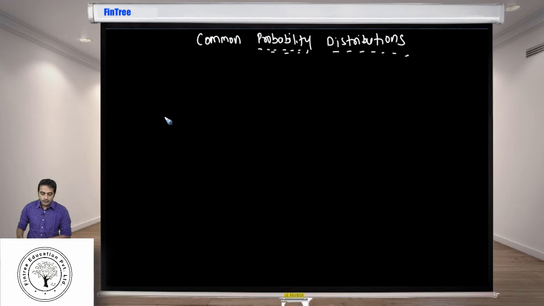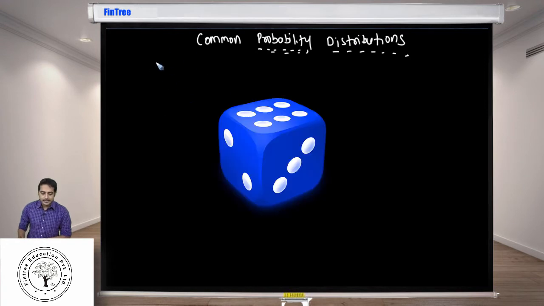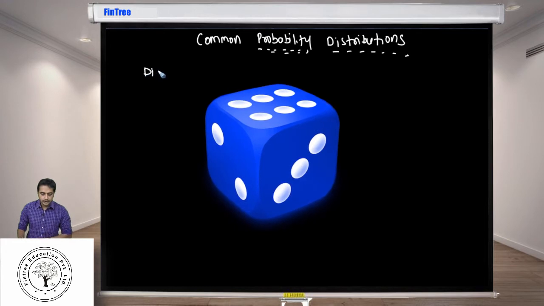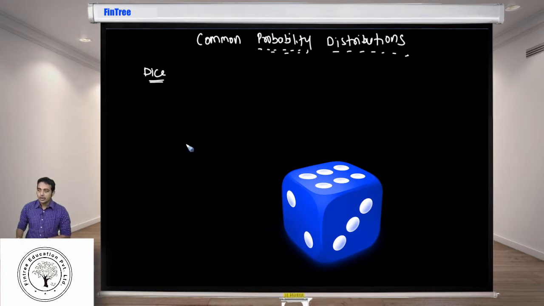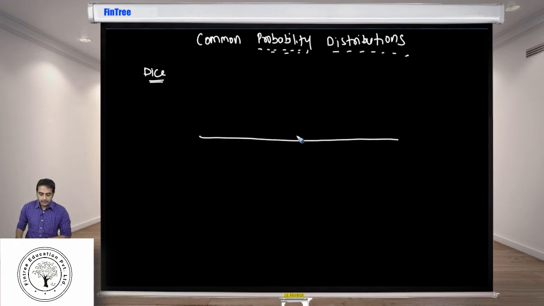So, first example, think of a six-sided dice. You decided that you want to start throwing these dice. Which are the possible outcomes you can get? You can either get 1, or 2 or 3 or 4 or 5 or 6. What is the probability of getting 1? 1 by 6. And what would be the probability of getting 2? 1 by 6, and 3 and 4 and 5 and 6. So this is the simplest example of probability distribution.